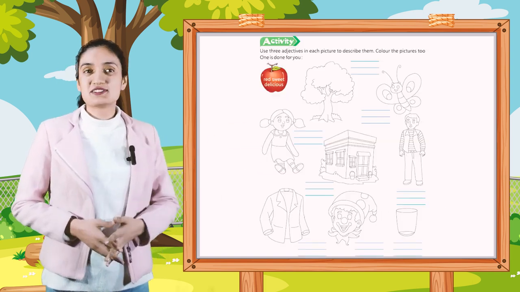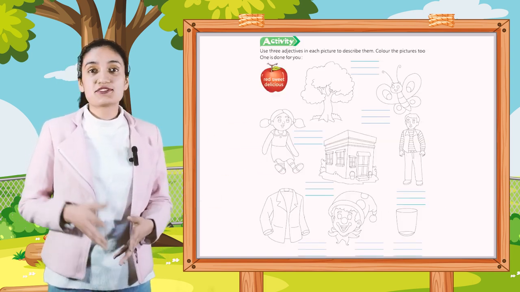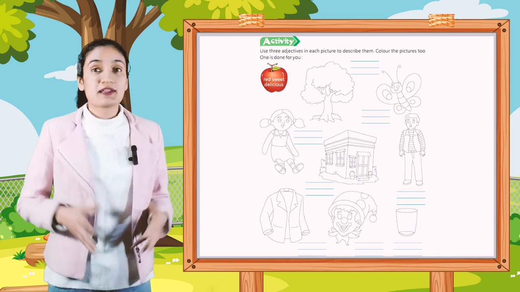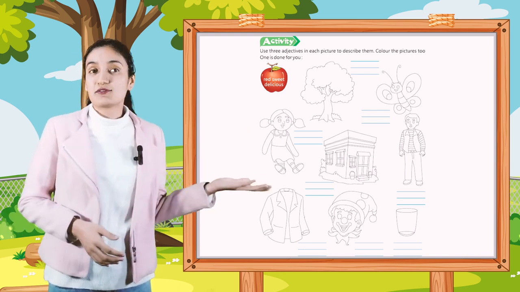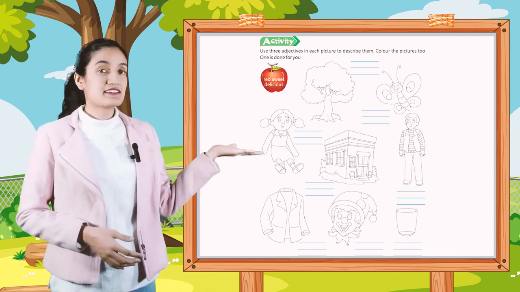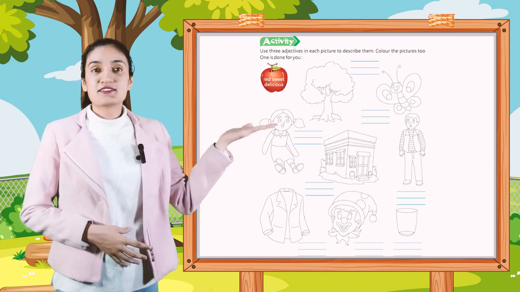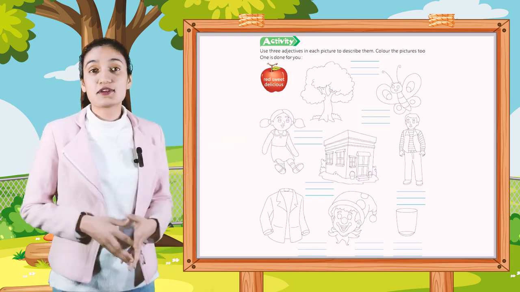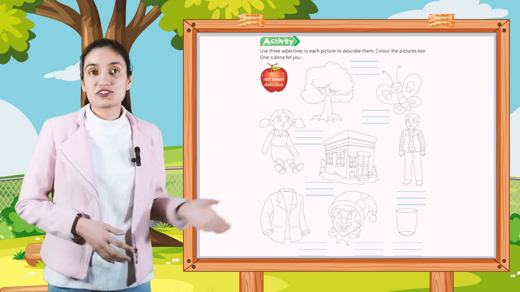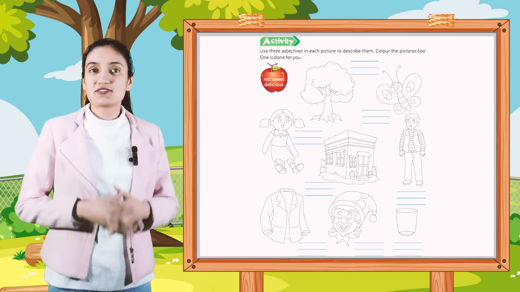Now let's do the activity with me. Use 3 adjectives in each picture to describe them. Color the pictures too. One is done for you. Here, you can see, red, sweet, delicious. So in this way, color these beautiful pictures and add 3 adjectives in each picture.